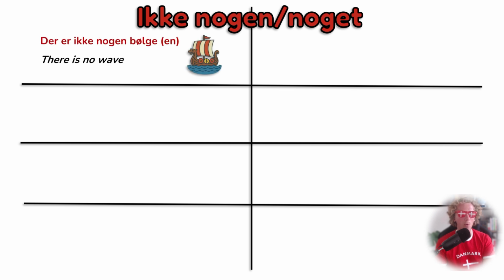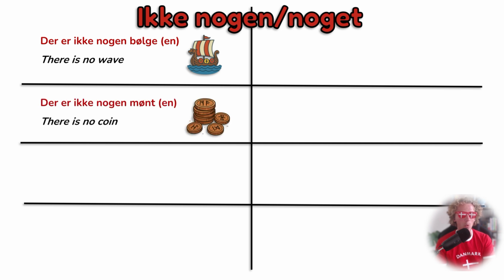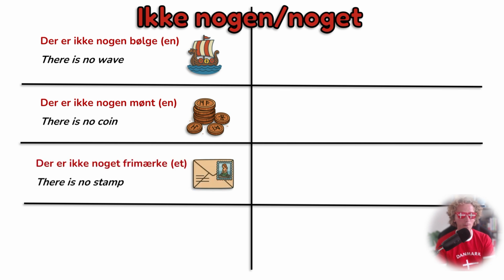Der er ikke nogen bølge. There is no wave. Again, nogen, because it's an en word. Der er ikke nogen mønt. There is no coin. Again, en word. Der er ikke noget frimærke. There is no stamp. Et word, we use noget. Again, you can see the et is actually at the end of noget, so just keep that in mind when you read it.